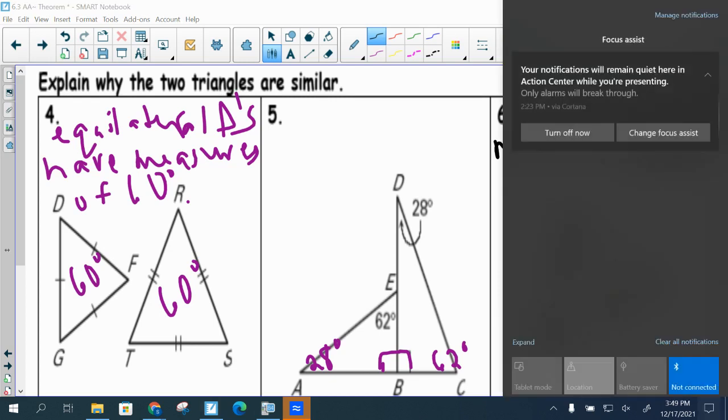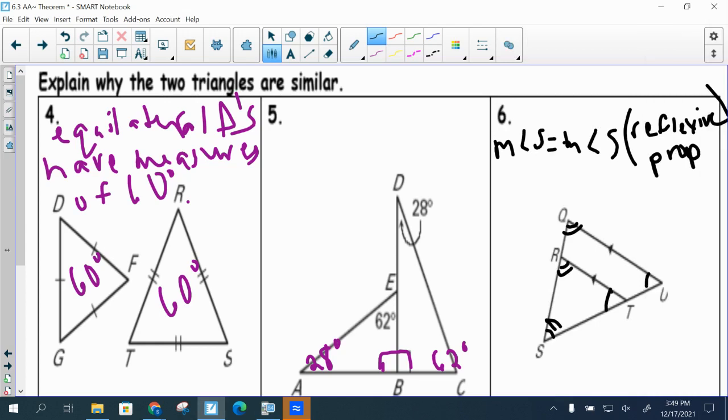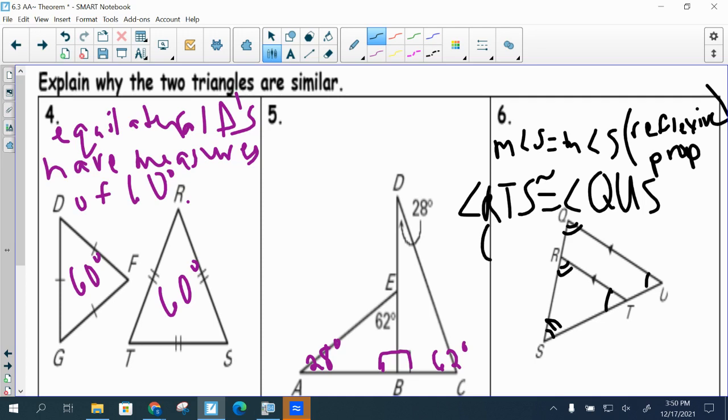And you could also say that they're congruent too. You can say that angle RTS is congruent to angle QUS. I'm assuming that's a U. It might be a D. I don't know, I guess it's a U. And that's because of the corresponding angles postulate. If you know that two lines are parallel, then the corresponding angles are congruent. And that's how you'd prove that they are similar.